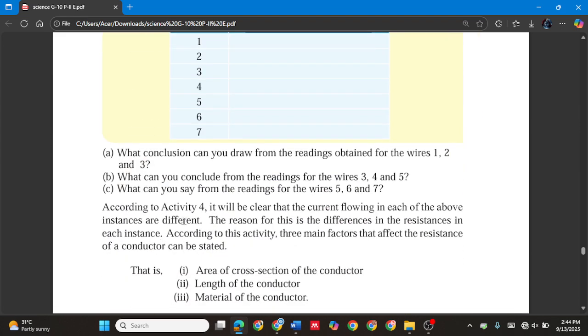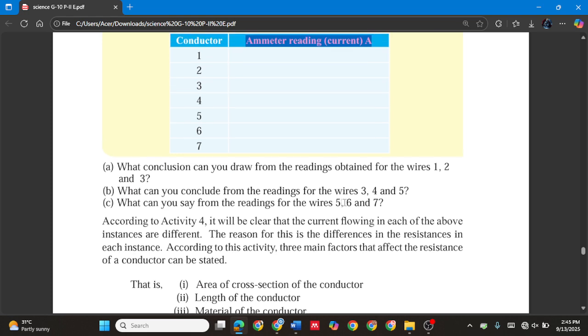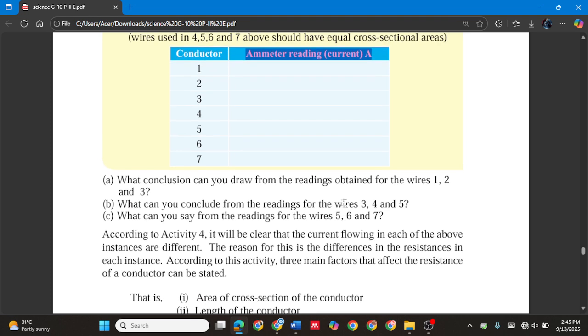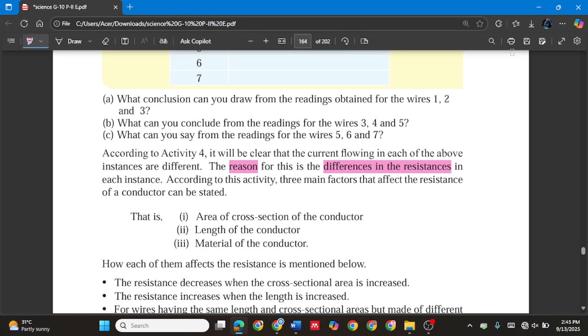Okay. According to Activity 4, it will be clear that the current flowing in each of the above instances is different. The reason for this is the differences in the resistance in each instance. What is the reason? Differences in the resistance.